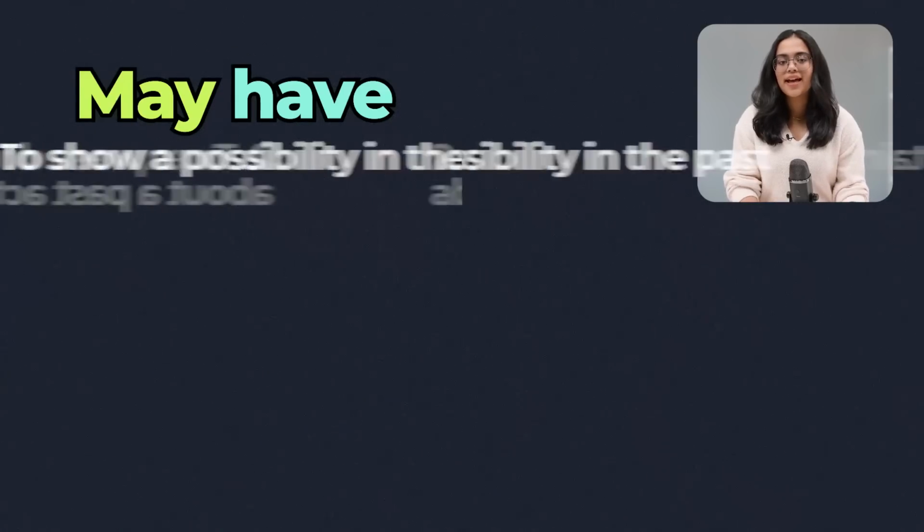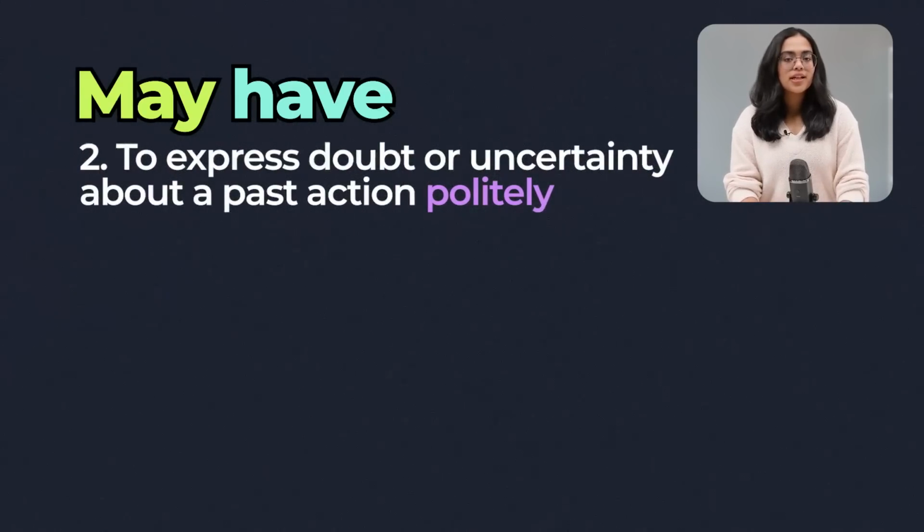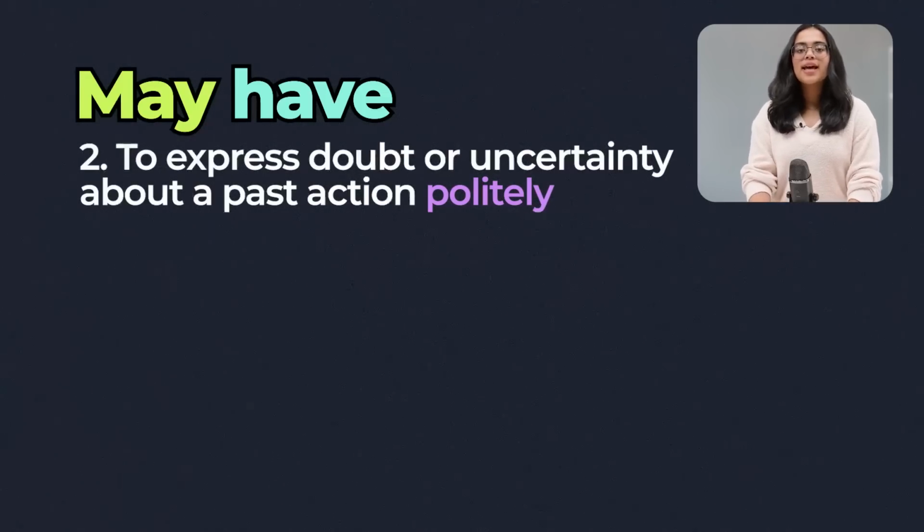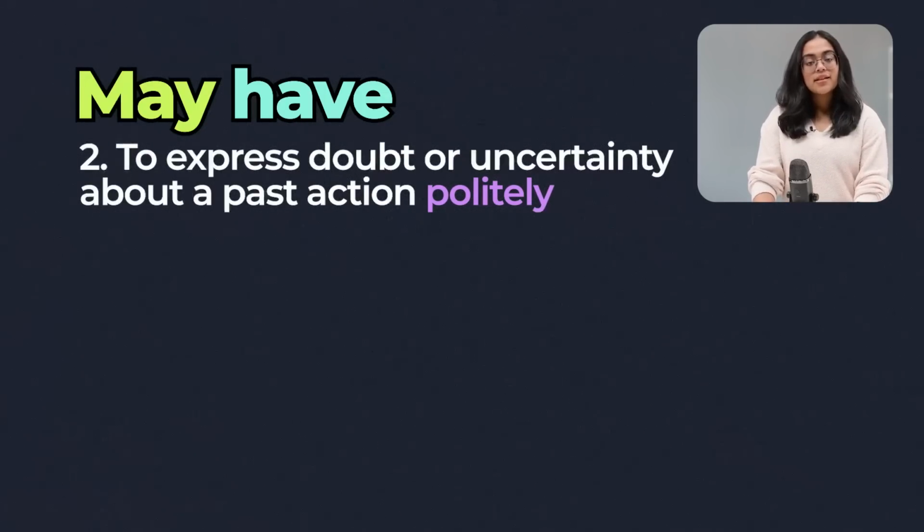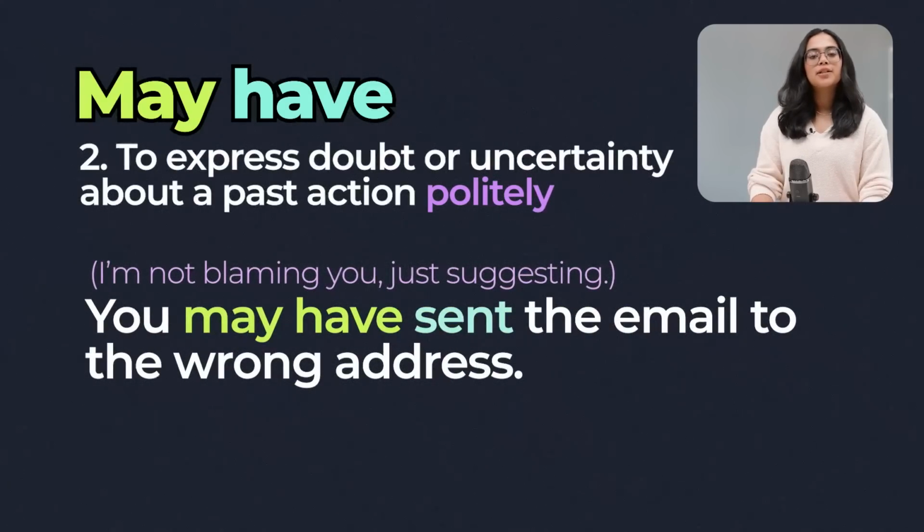Next, we use may have to express a doubt or uncertainty about a past action. This means you think something might have happened, but you're not sure. It's a polite and indirect way to talk about it. Let's look at some examples. You may have sent the email to the wrong address. It's like, no, I'm not blaming you. I'm just suggesting. Isn't it a polite way to say that, you sent it to the wrong address, instead of saying, no, you sent it to the wrong email address.